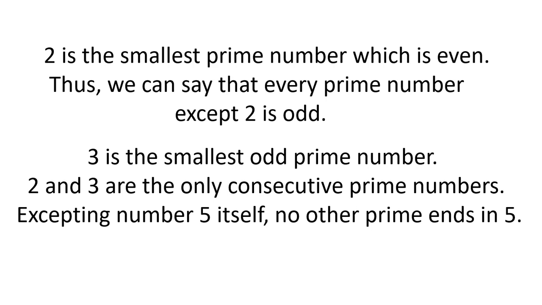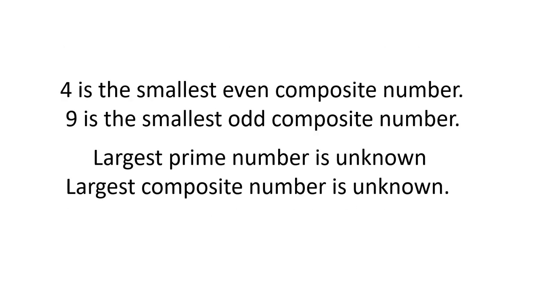Excepting number 5 itself, no other prime number ends in 5. This is also another very important fact which has to be kept in mind, that number 2 is the only even prime number and number 5 is the only prime number which ends in 5. 4 is the smallest even composite number. 9 is the smallest odd composite number.